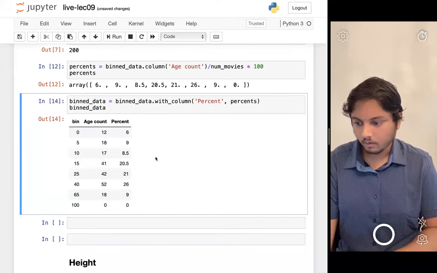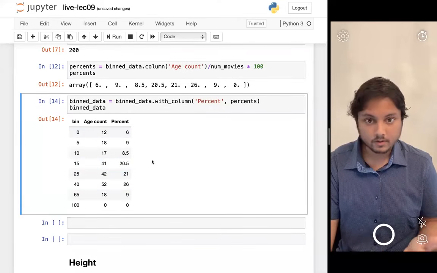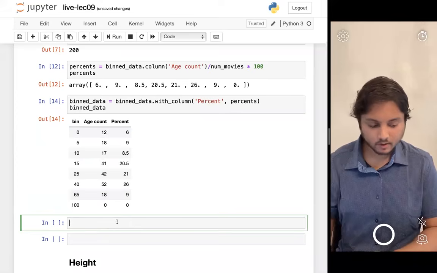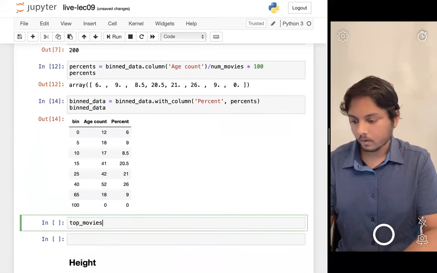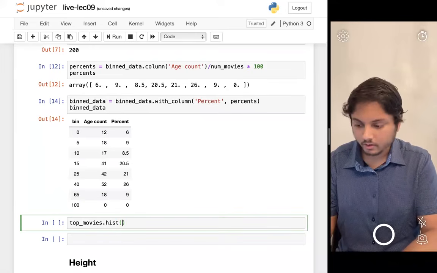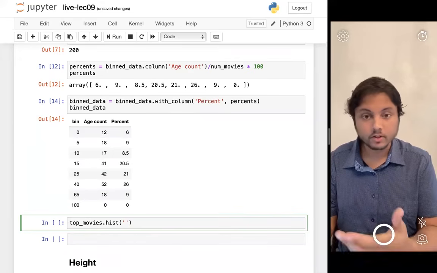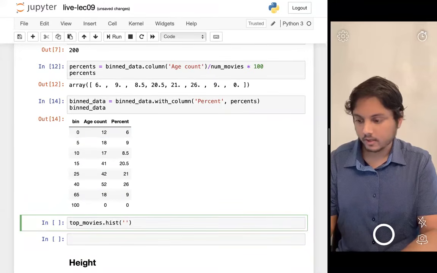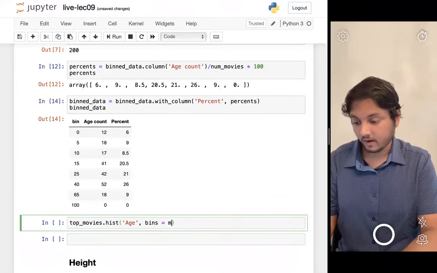And so in the context of a histogram, what does this mean? So let's visualize the histogram. How we do this, we take top movies, and then we call the hist function. In the hist function, we pass in which column we want to visualize the histogram of. In this case, we want to visualize the histogram of age. And then we'll have to specify our bins.